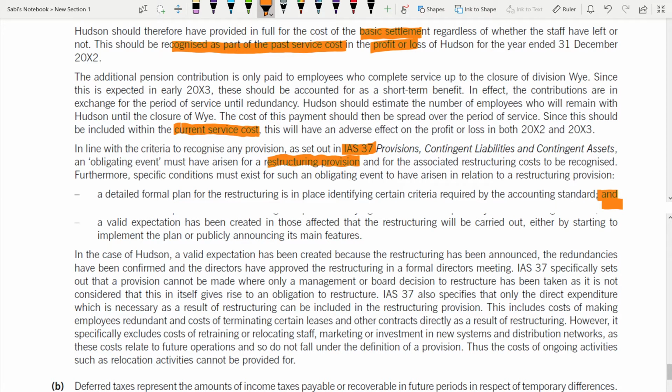A valid expectation has been created in those affected that restructuring will be carried out, either by starting to implement the plan or publicly announcing its main features. So who is getting affected by this? The employees who will be made redundant. They have to be informed, or it has to be publicly announced in their board meetings or something like that, or maybe they have started to implement that plan. So this has to be there before you recognize restructuring provision under IAS 37.